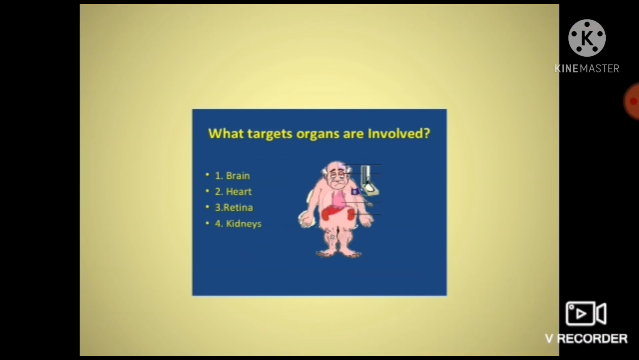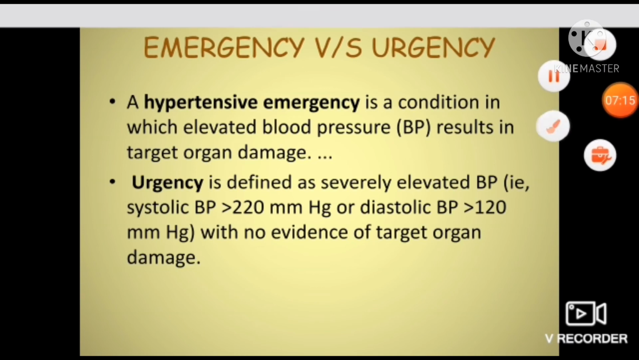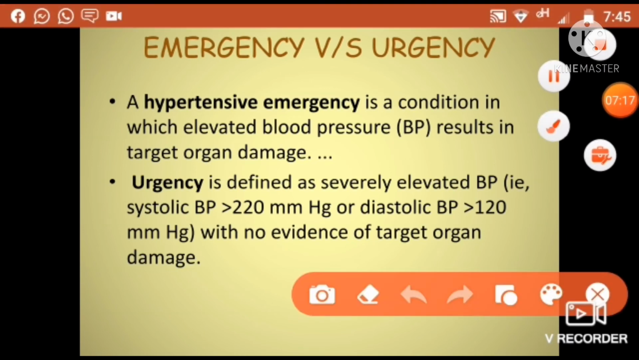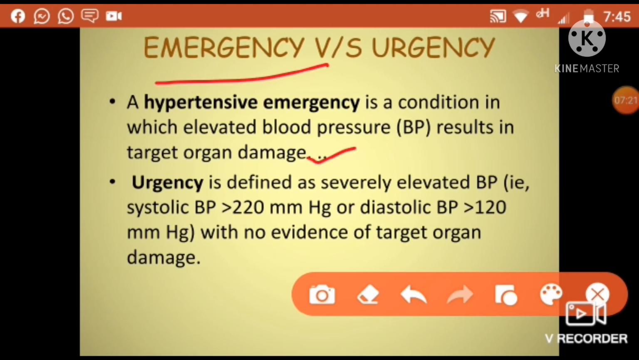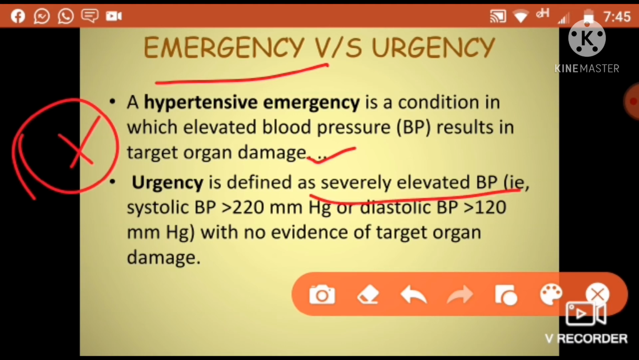Emergency versus urgency, as we have discussed: an emergency is a condition in which high blood pressure results in target organ damage and may lead to death. Urgency is also a severely elevated blood pressure level, but there is no evidence or symptom of organ damage.